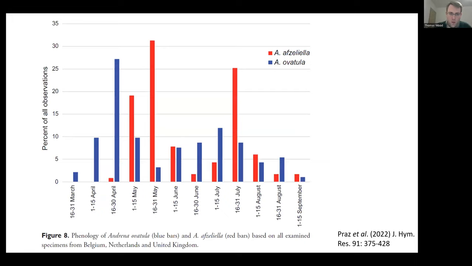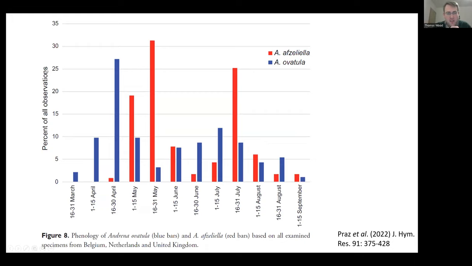Morphologically, there are almost no differences, but ecologically, there absolutely are differences. This is a phenological plot. Both of these species are bivoltine. On the x-axis, we have the year broken up into 2 week chunks, and on the y-axis, we just have the percentage of observations.